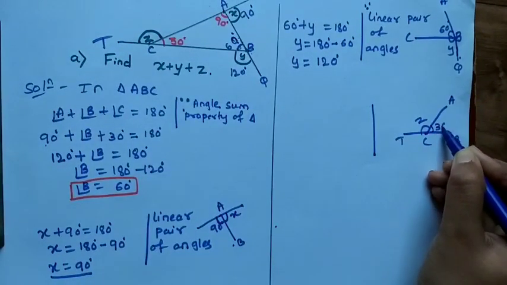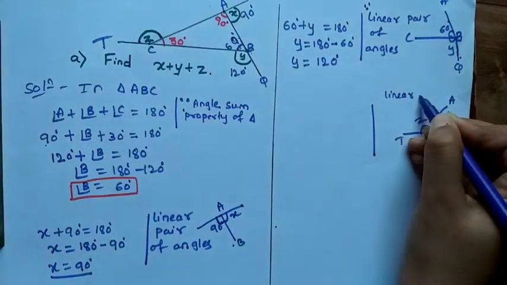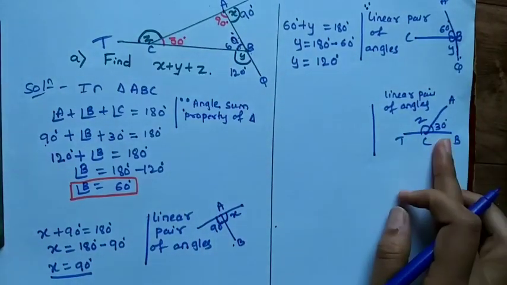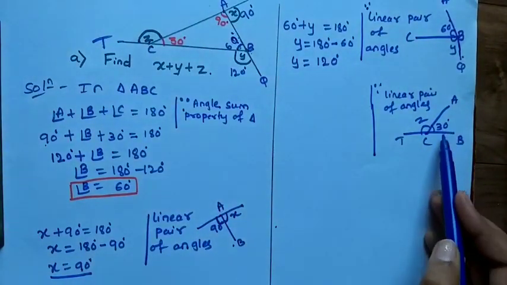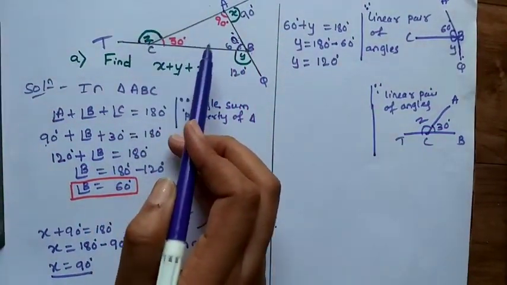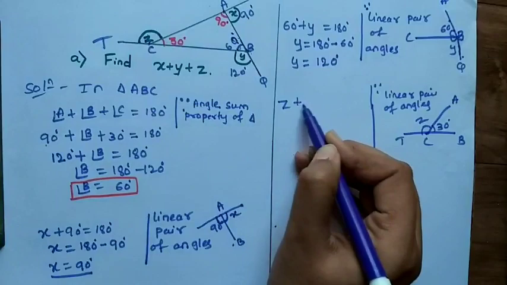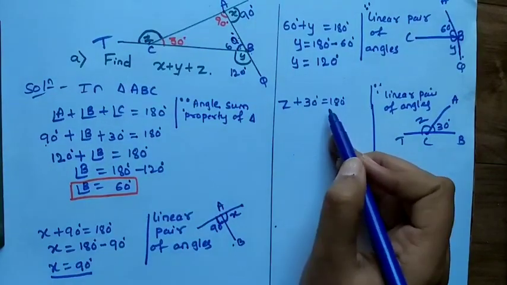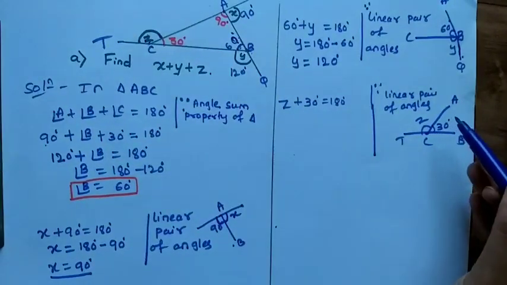ACB is 30 degrees, which again forms a linear pair of angles. We are using the reason linear pair of angles. Here Z and 30 degrees are adjacent angles whose sum is always how much? 180 degrees. So Z plus 30 degrees is equal to 180 degrees, because it is the condition of linear pair of angles. You can observe the figure. I am drawing the figures stepwise.